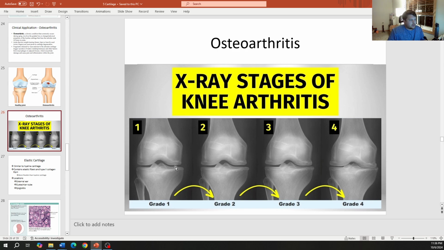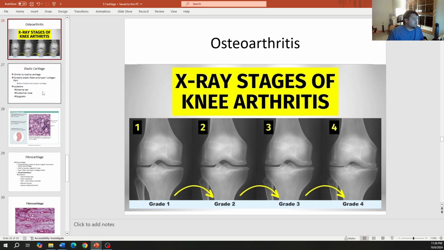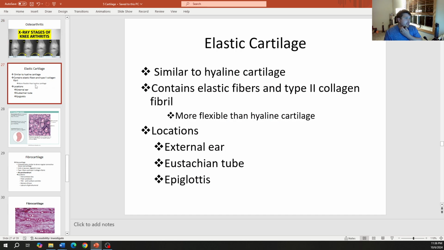with weight bearing. You can see, especially right here, this is the femur coming down. This is the tibia. This is your fibula. The fibula is on the lateral part of your body, so it's on the outside. So this is the medial side. And you can see, especially on the medial side, these get closer and closer as the hyaline cartilage wears down over time. Okay, that was hyaline cartilage.